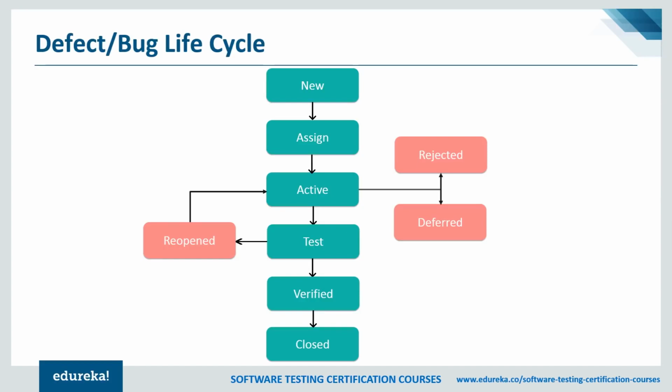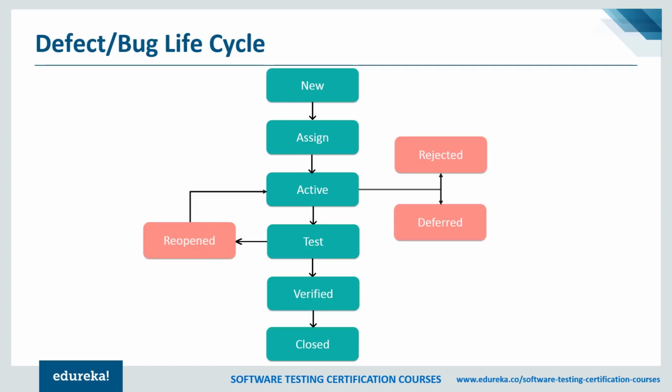And then you have a close state. That means once the bug is fixed, it is tested by the tester. If the tester feels that the bug no longer exists in the software, he or she changes the status of the bug to closed. This state means that the bug is fixed, tested and approved. And you can see from the active state, it goes to two more stages, that is rejected and deferred. Rejected means if the developer feels that the bug is not genuine, he rejects the bug.